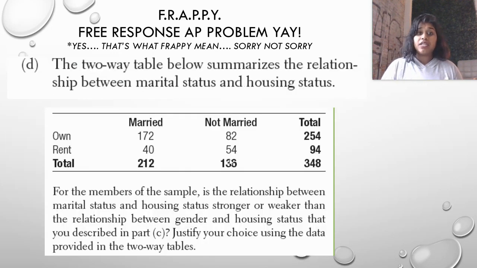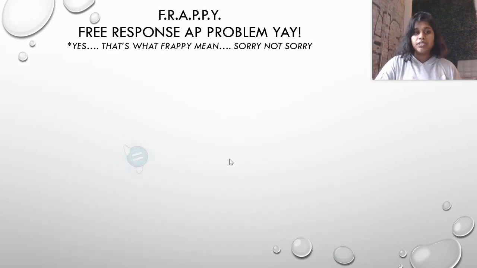Part D gives us the table between marital status and housing status, so no longer gender, but whether you're married and you own, or not married and you own, etc. And then for this one, they want us to answer this question: is the relationship between marital status and housing status stronger or weaker than the relationship between gender and housing status? So we're going to compare the answer from C to D, and then justify that choice using the data. So basically, summarize that relationship in words.